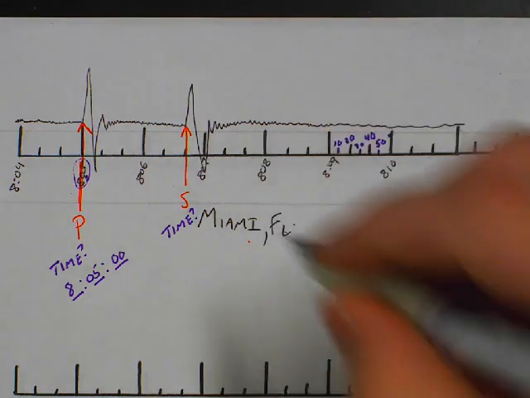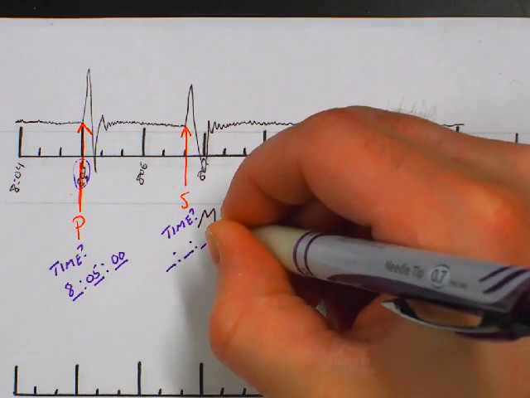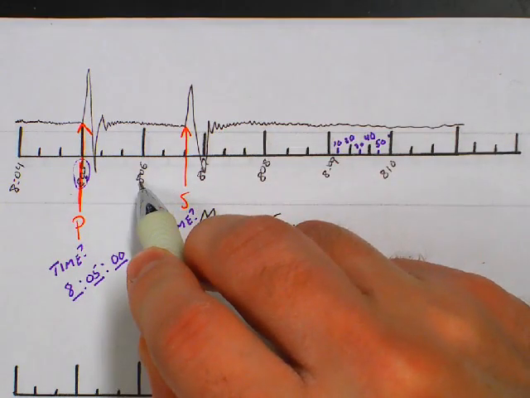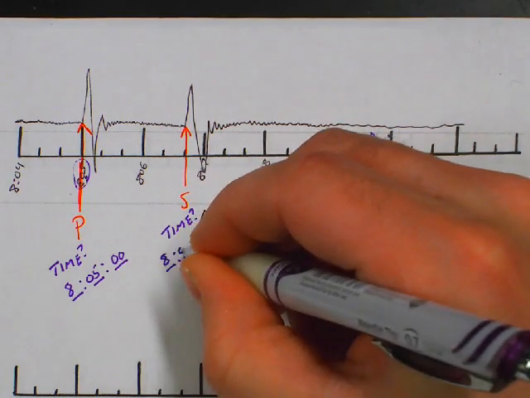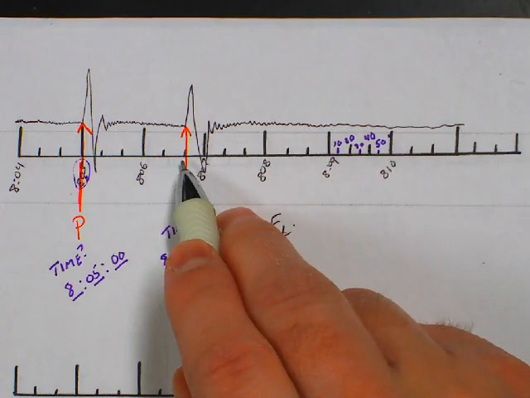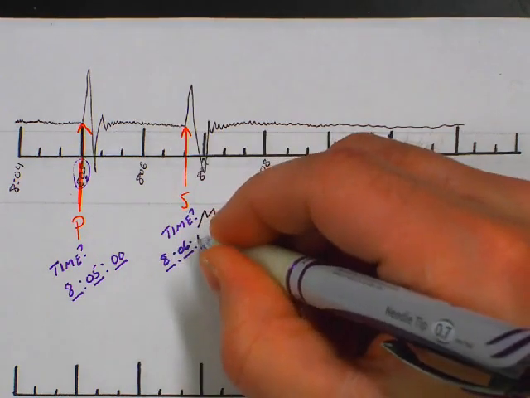What time did the S wave show up? Getting a little bit more specific here. 8:06 and some change. 8:06, 20 seconds, 40 seconds. So that's 8:06 and 40 seconds.